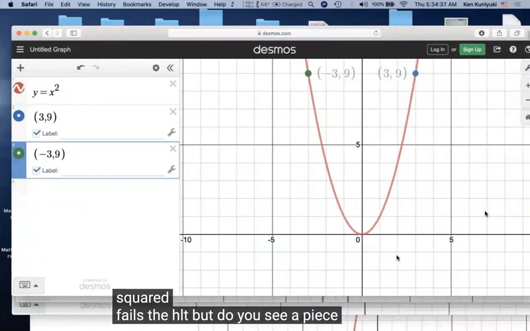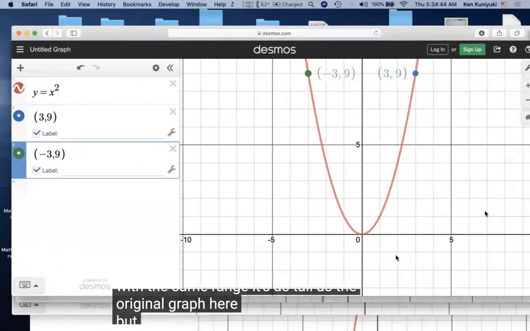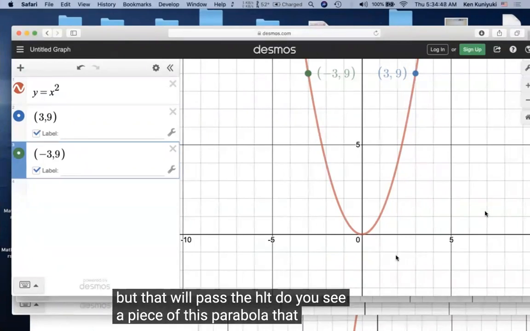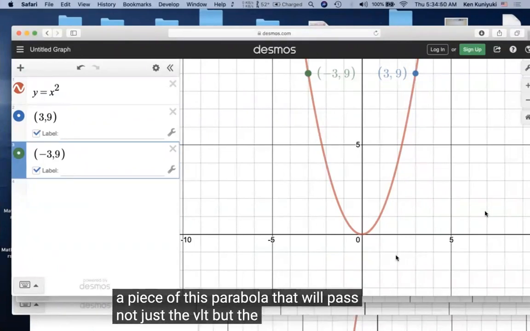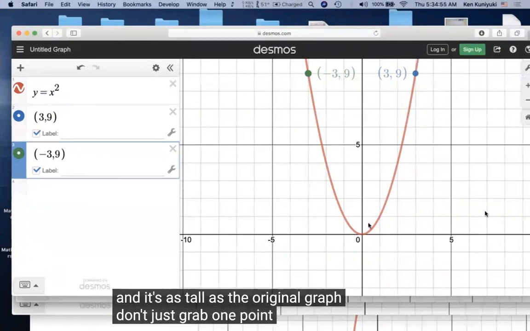But do you see a piece of this parabola with the same range? It's as tall as the original graph here, but that will pass the HLT. Do you see a piece of this parabola that will pass not just the VLT, but the HLT? And it's as tall as the original graph. Don't just grab one point. No fair.